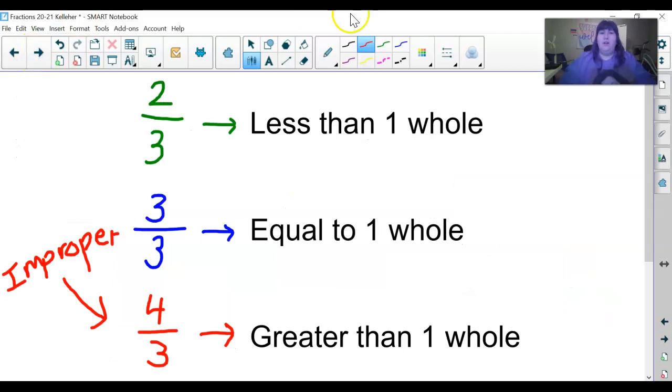So here's just another example. When you have a fraction like 2/3, where the numerator is smaller than the denominator, this means that you have less than one whole. You have less pieces than there would be in one whole. When the numerator and denominator are the same, like in 3/3, that equals one whole. You have the same amount of pieces as there are in one whole. In an improper fraction, 4/3, what you have is more than one whole. You have one whole and some extras because the number of pieces you have is more than the number of pieces you would need in one whole.